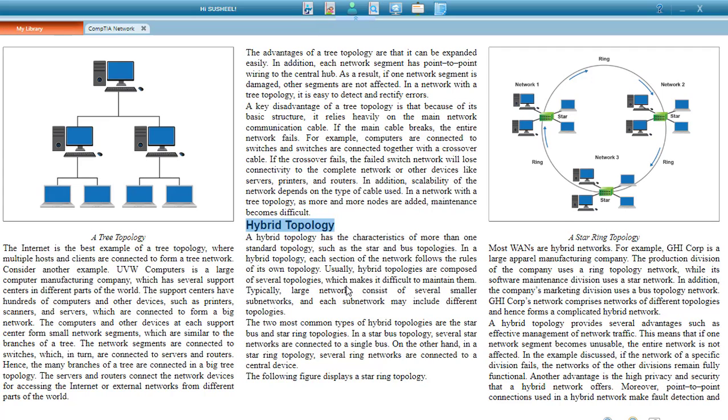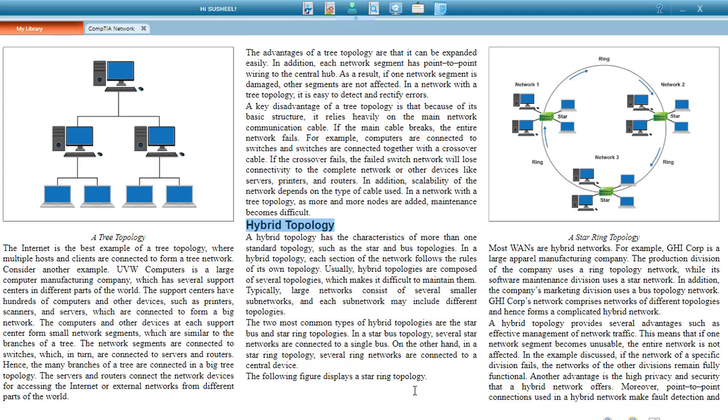Hybrid topology. A hybrid topology has the characteristics of more than one standard topology, such as the star and bus topologies. In a hybrid topology, each section of the network follows the rules of its own topology. Usually, hybrid topologies are composed of several topologies, which makes it difficult to maintain them. Typically, large networks consist of several smaller subnetworks, and each subnetwork may include different topologies.